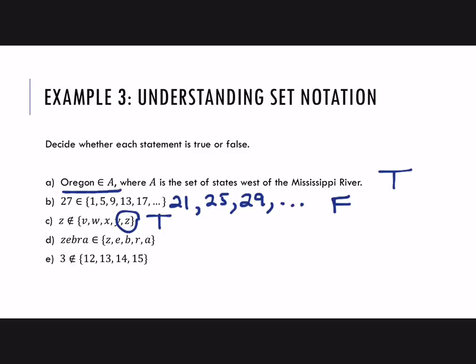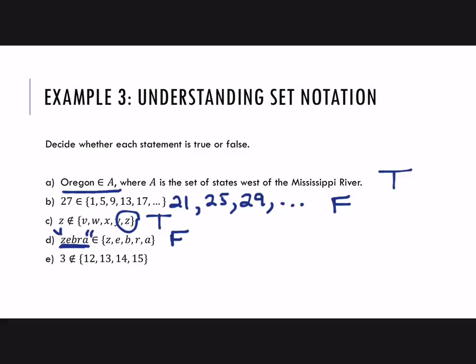Okay, part D, zebra is an element of the set containing ZE, BR, and A, and that is false. So even though all of the letters that make up the word zebra are in the set, you never actually see the whole word itself. The word itself is a different element than these letters. Zebra is not the same as Z or E or B, etc.